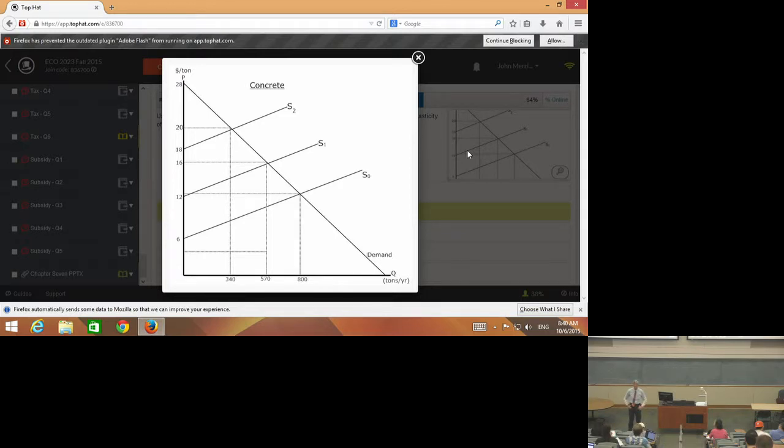Okay, that's the short run effect. The buyers and the sellers share the burden of the tax, and they don't share it 50-50. It depends on this ratio, the elasticity of supply divided by the elasticity of demand.